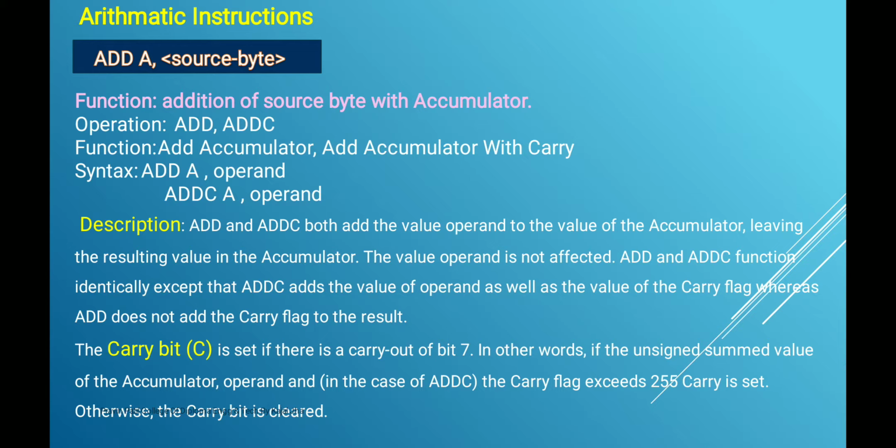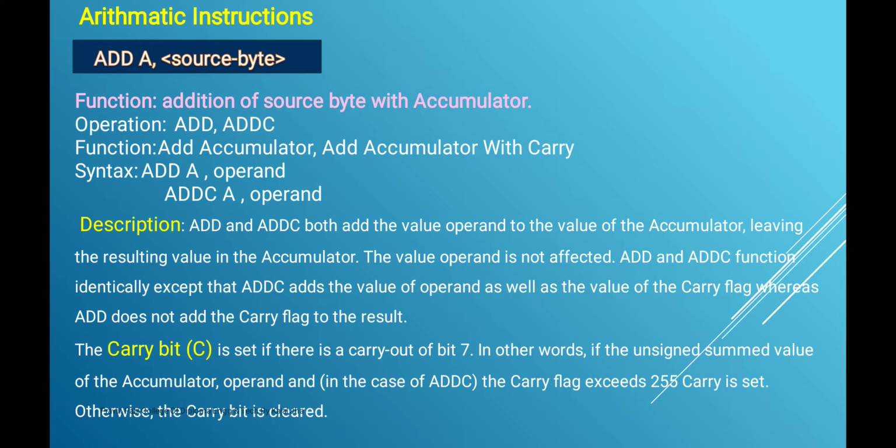But if we use the instruction ADDC, then it adds the carry flag in the result. This is the difference between ADD and ADDC. ADD means we don't add the carry flag, but in ADDC we add the carry flag in the result. So a carry bit is what?